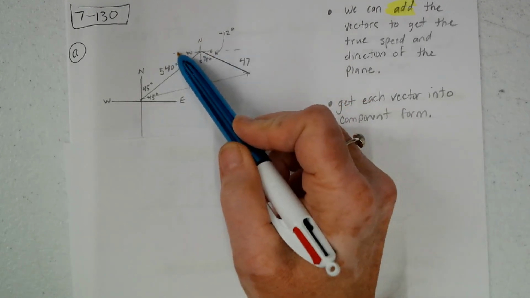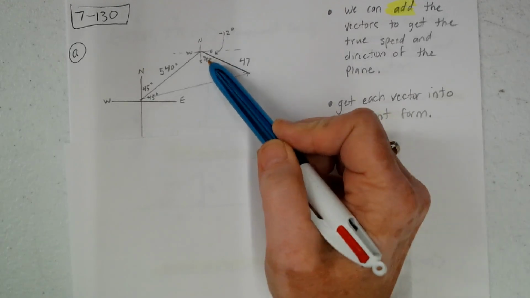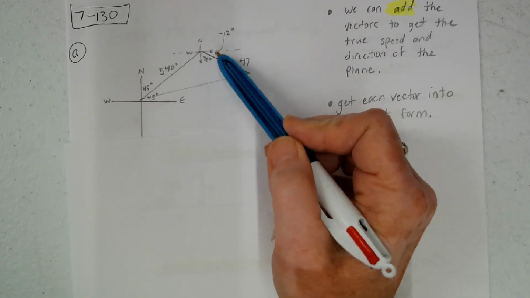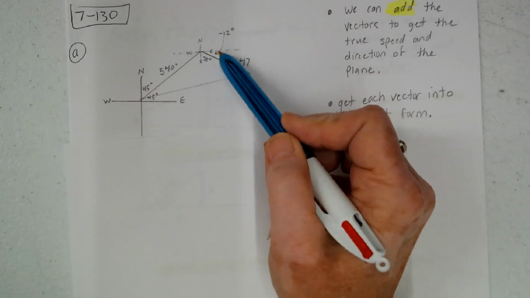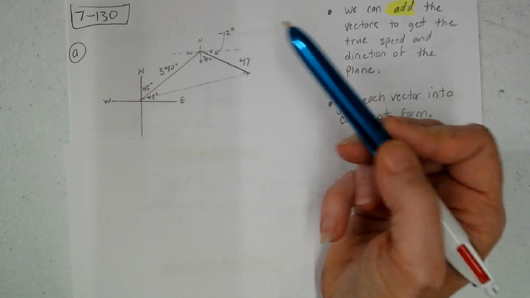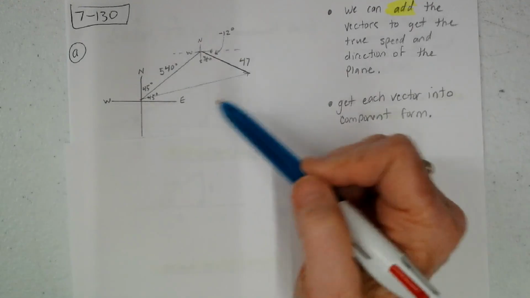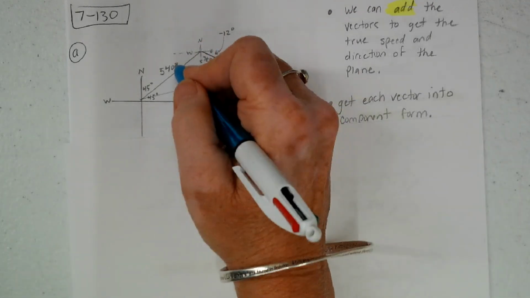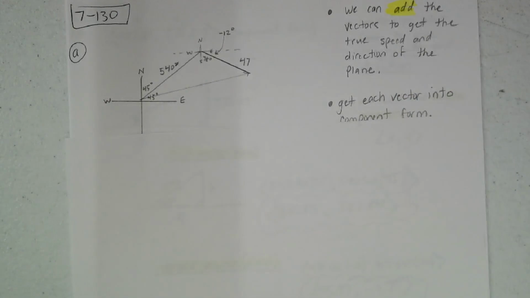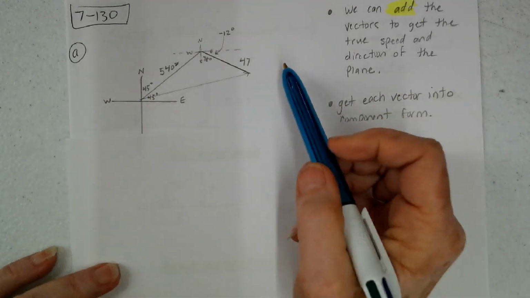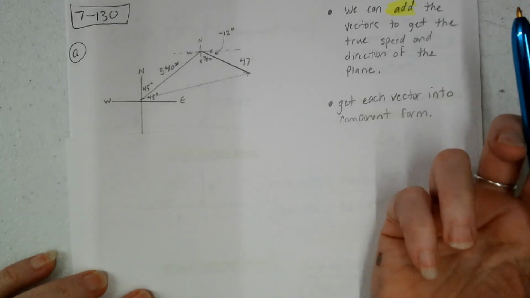So I went ahead and drew in kind of an x-axis right here. And because 78 plus 12 equals 90, I'm going to just call this angle -12. And then this magnitude's 47. This picture is very hard to look at, but the reason I included it is because it wants to know the true speed and direction of the plane.